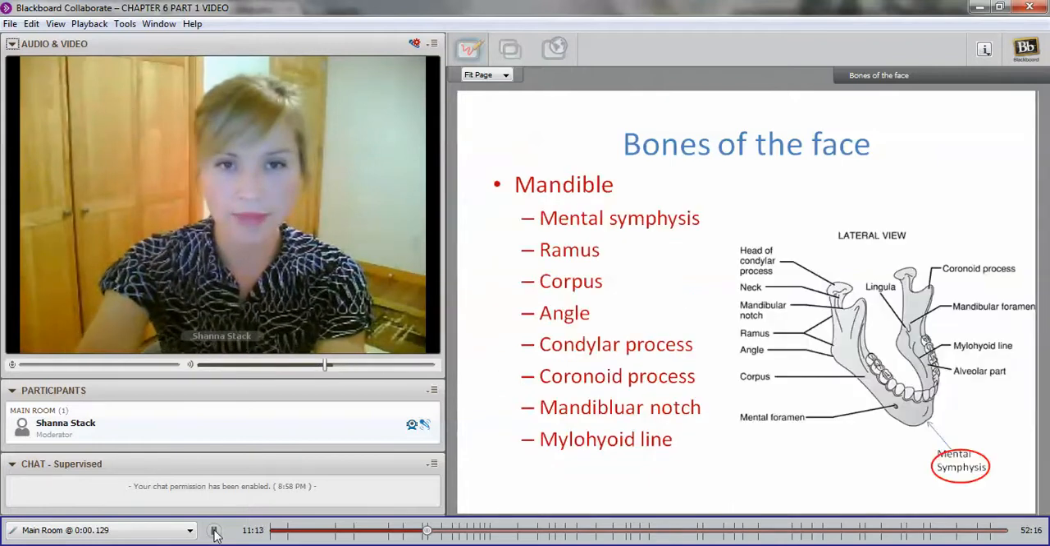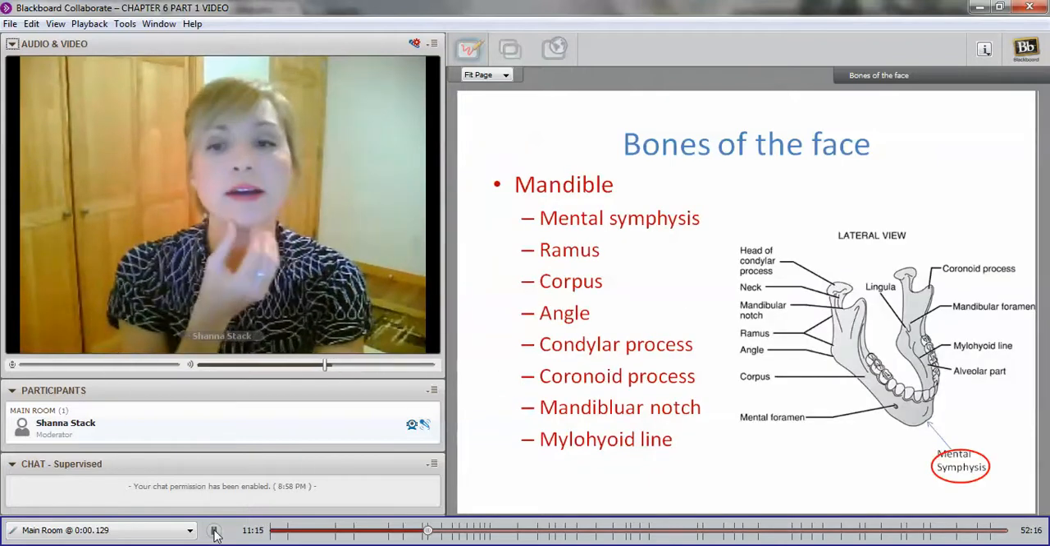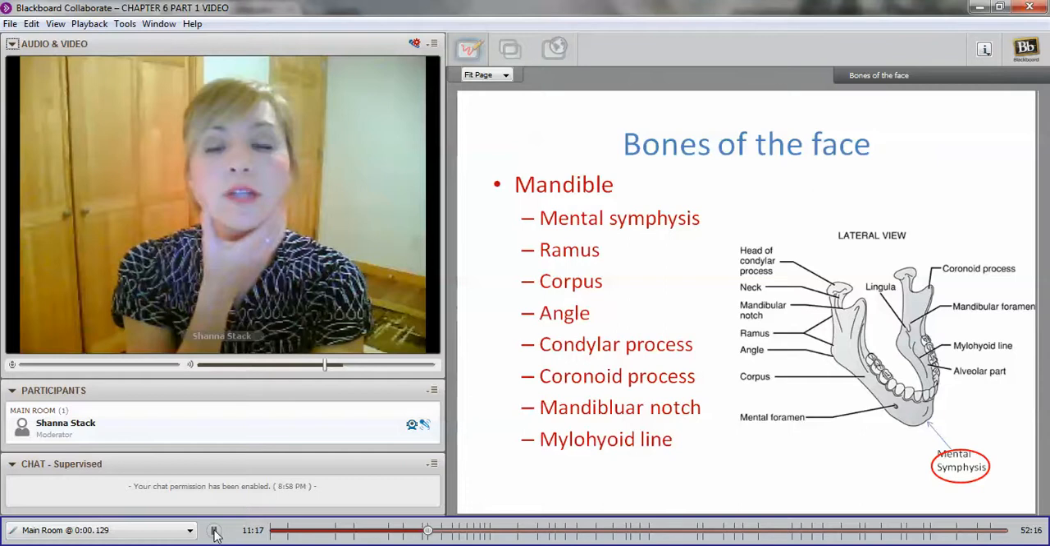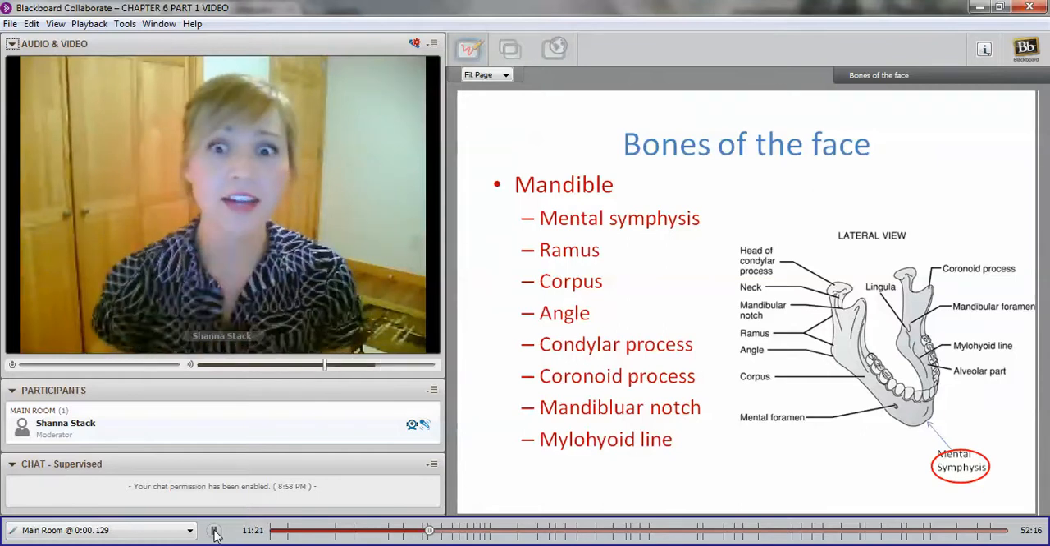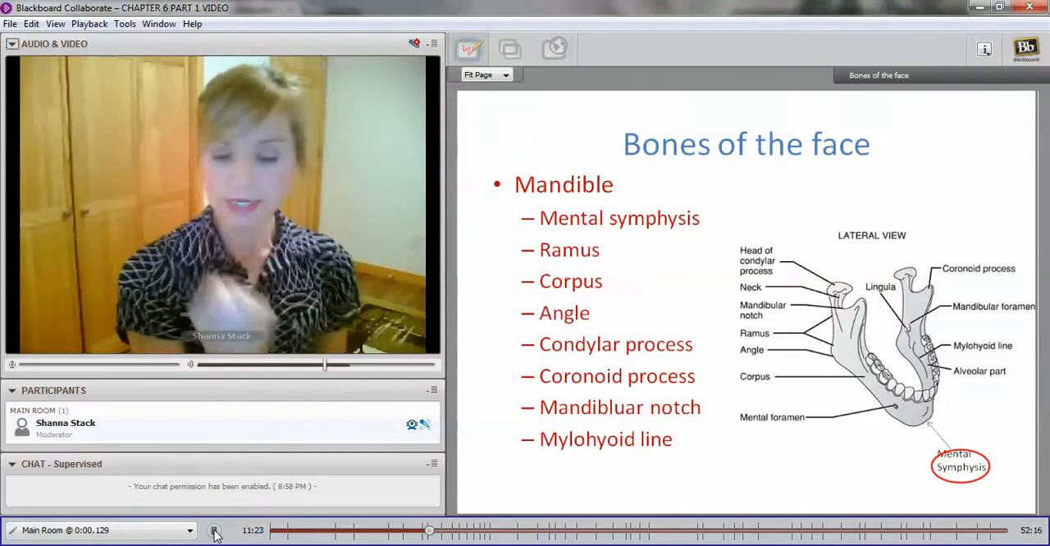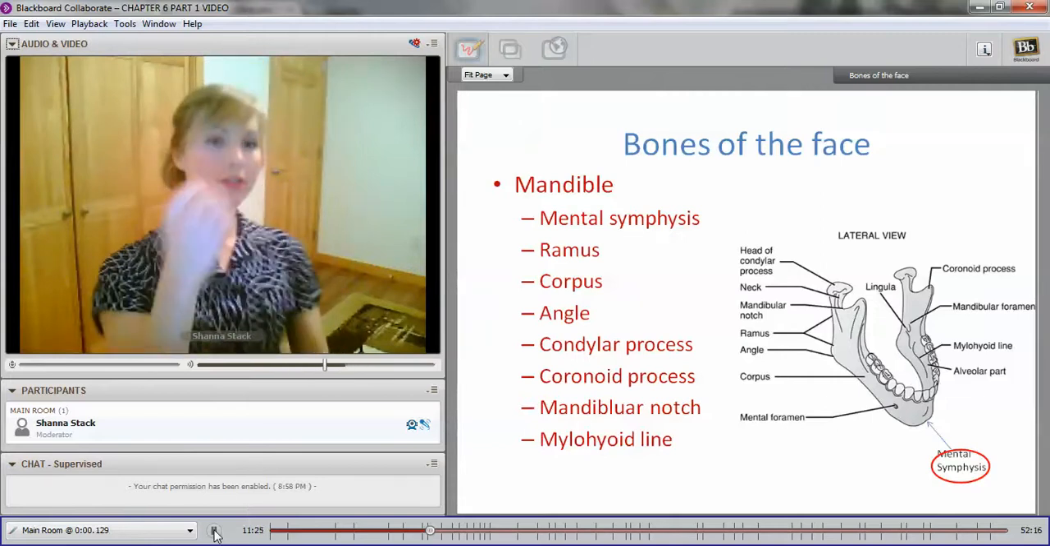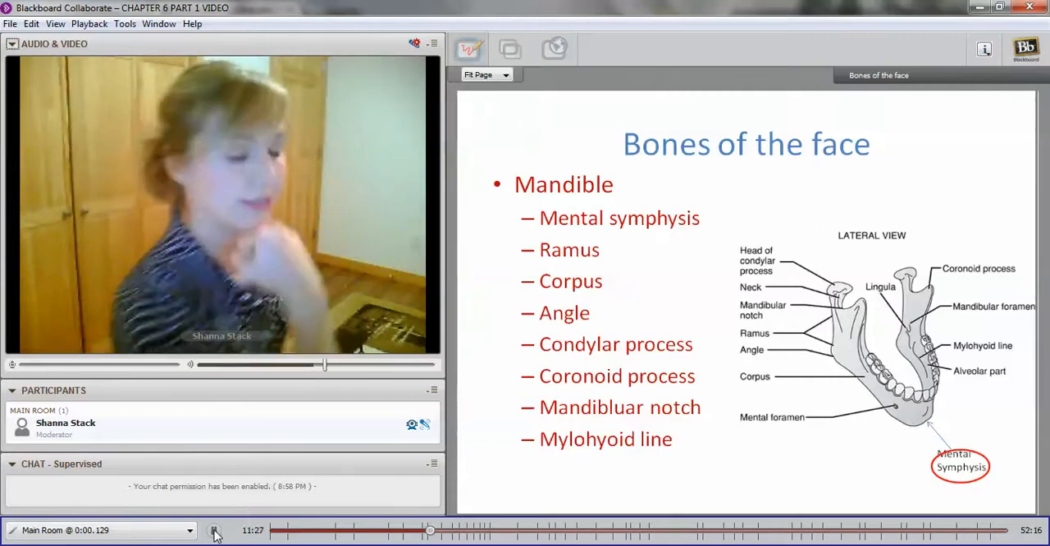We're starting with the mandible, which is your lower jaw. Okay, remember that's one of those mobile articulators. We're going to begin with the mental symphysis. I remember that this is my mental region because I think of that statue. If you guys can remind me who that guy is in the statue.